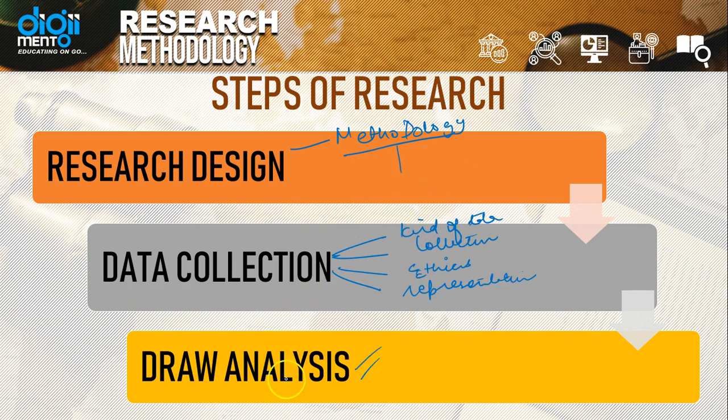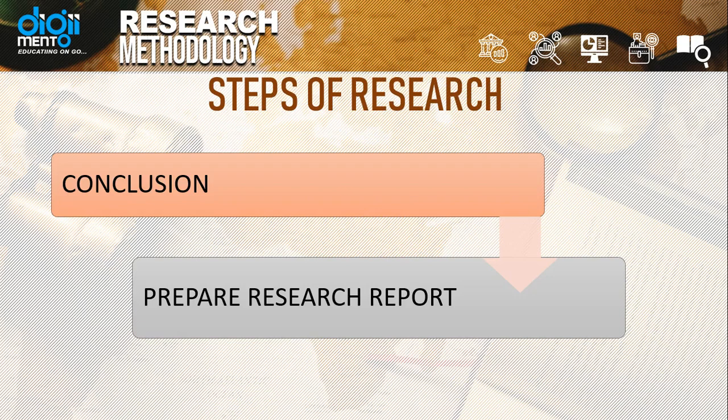The next one is data analysis. In the analysis part you make the correct interpretation of your data, and the next one is conclusion. In the conclusion part you draw inferences or conclusions, and you give the importance and contributions and everything. And in the last there is preparation of the research report. This is the last step.